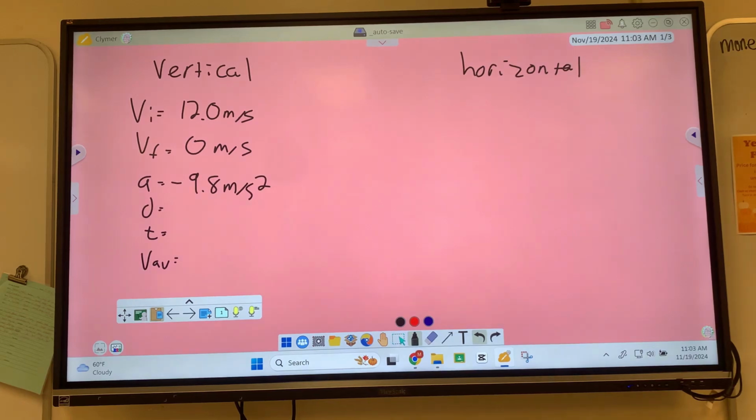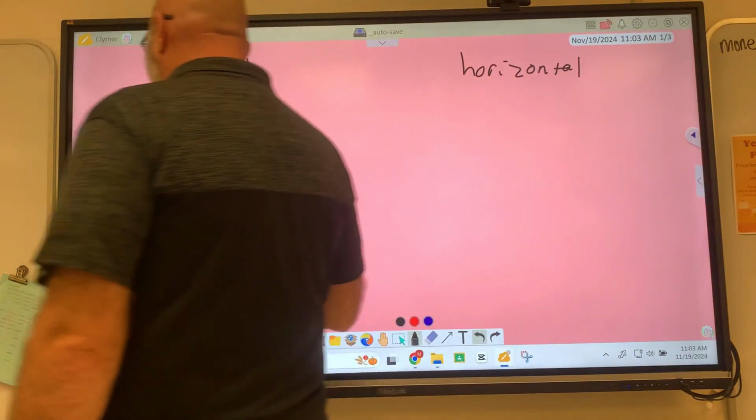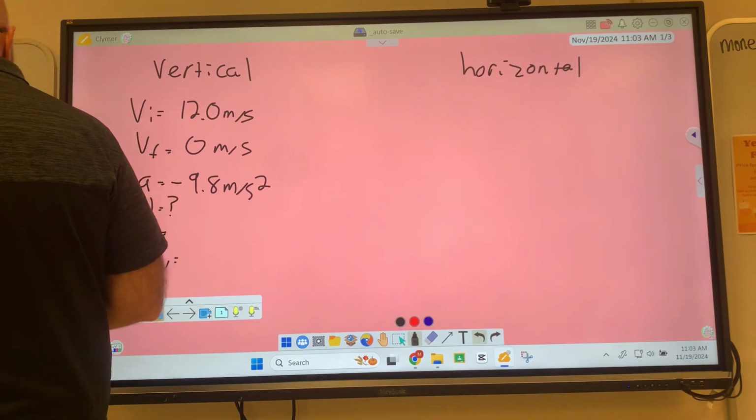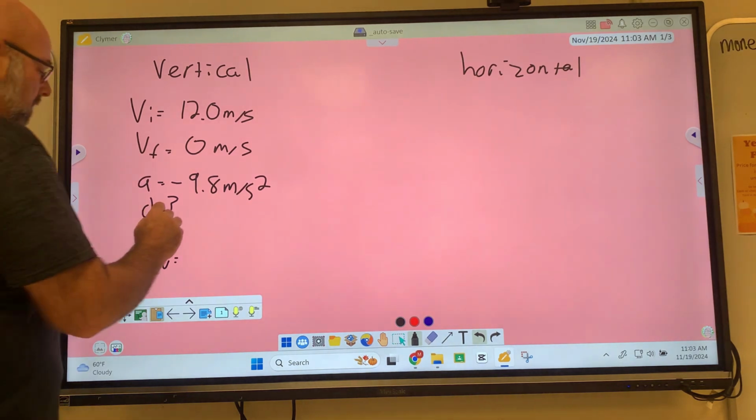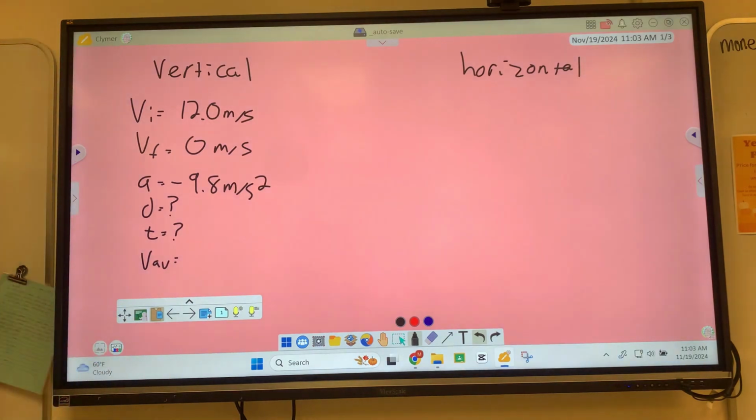What about distance? Do we know distance? No, that's what we're solving for. What about time? Does it tell us the time? No. What about average velocity? Do we know that? Doesn't say that anywhere in the problem, but what do we need to know to figure out average velocity? VF and VI. So can we find average velocity? Yeah, that's pretty easy. What is it?